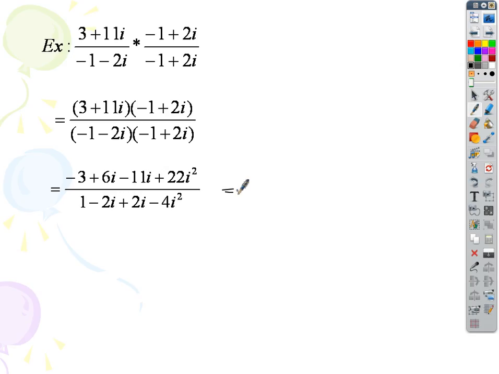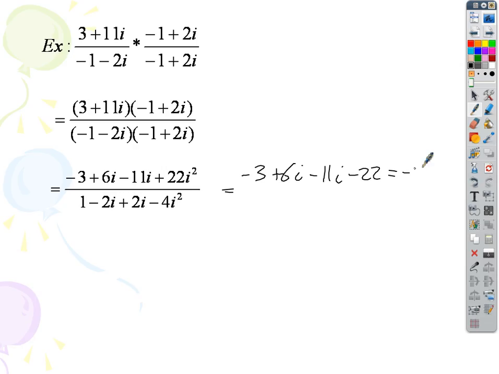If I combine like terms, negative 3 and negative 22 is negative 25. And then 6i minus 11i is negative 5i. So there's the top. Okay, top is done. What about the bottom?